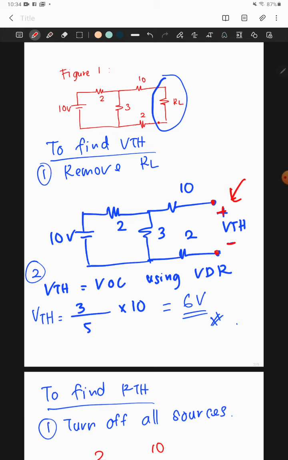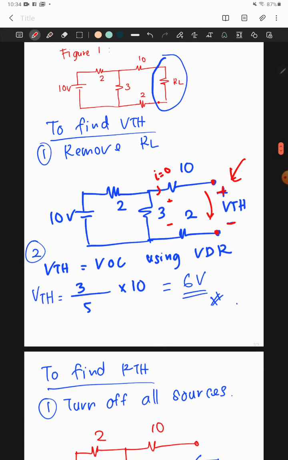when the terminal over here is open circuit, then we know that the current over here is 0, because the current cannot complete the cycle over here, right? Current cannot flow. So automatically there is no voltage drop at the 10 ohm resistor over here. So therefore we can say that VTH is equal to the voltage drop at the 3 ohm resistor over here. By using the voltage divider rule, you can calculate the value of VTH.